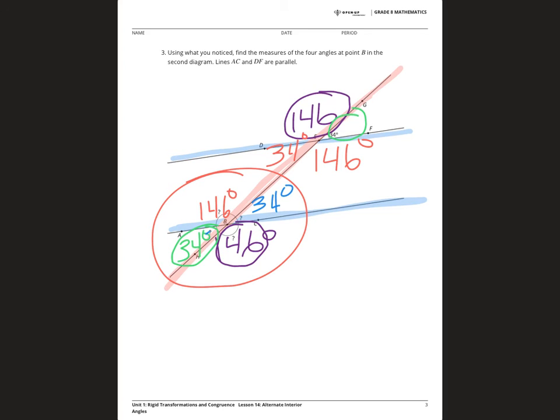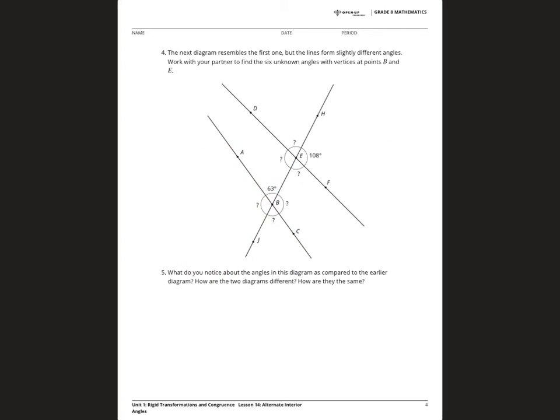All right, let's go to the next slide. All right, the next diagram resembles the first one, but the lines form slightly different angles. So we're not working with a partner, but find the 6 unknown angles. So I'm going to go just based off of vertical angles. So 108 is this angle here.